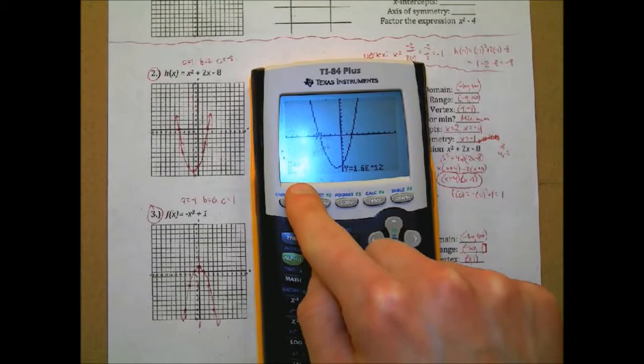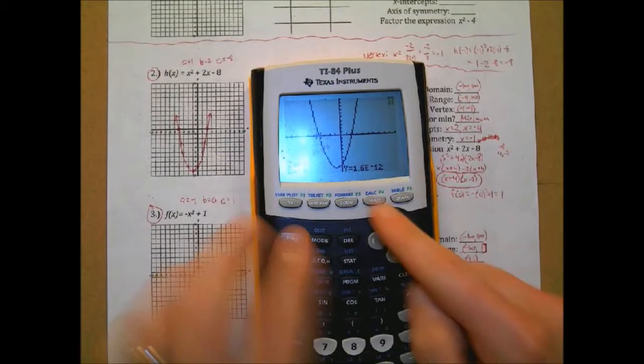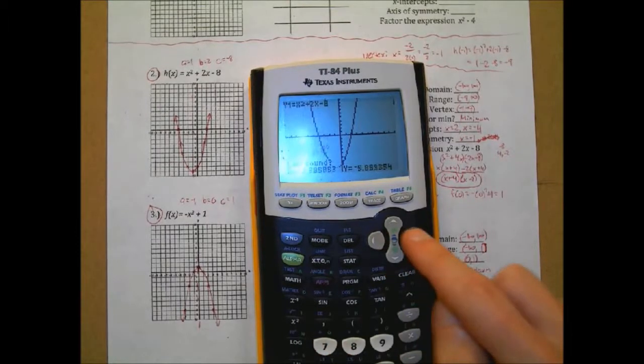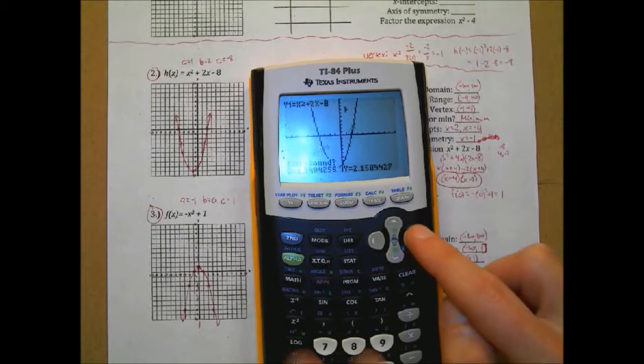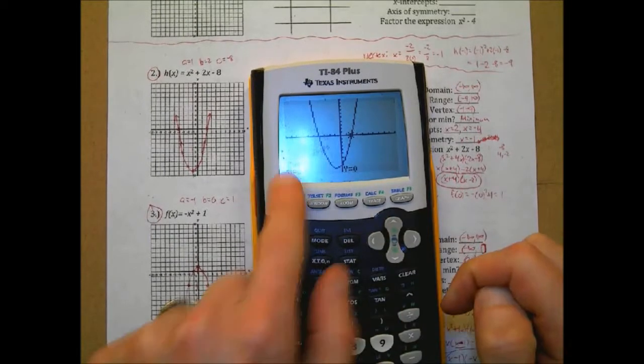Okay, and I have a sheet for people. If you're afraid you're gonna forget the directions and stuff like that, use the 0 command. Go to the left of this 0 here. Go to the right of it, hit enter. Go into guess, hit enter. There's your other 0, 2. Axis of symmetry, remember that's just the x-coordinate of your vertex. So -1.